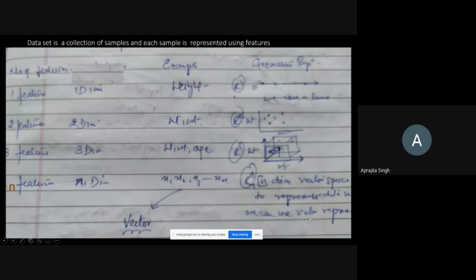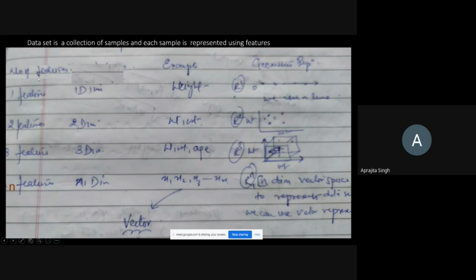I just pasted what I had in my writing; I'll explain what it is. So how many features are there? What are the features? A data set is a collection of samples, you agree to that? And each sample is represented by certain features. Say the data of a person: the height is there, weight is there, age is there. So these are the three features, isn't it?